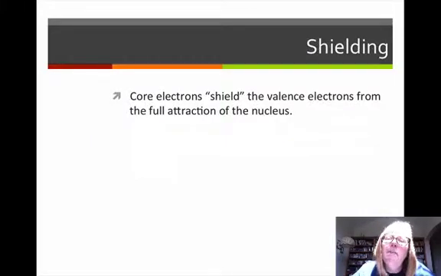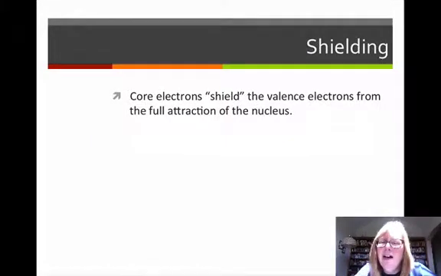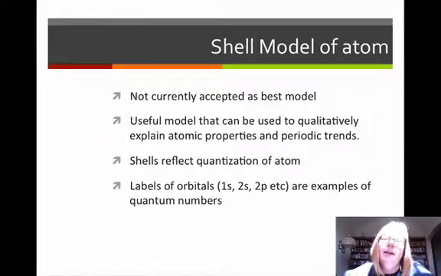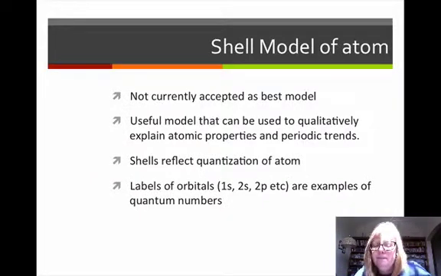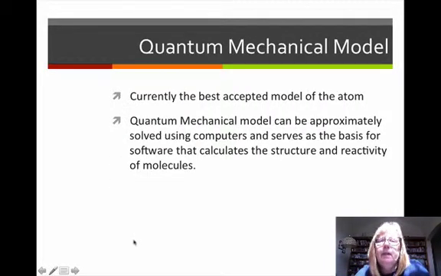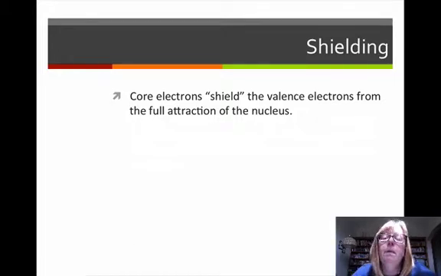All right, let's talk about shielding. We don't really talk a lot about core electrons like we talk about the valence electrons, but the core electrons do play a role in some of these trends, and these core electrons are the ones that are not the valence electrons, they're the ones that are closest to the nucleus, and they act as a shield for these valence electrons so that these valence electrons don't feel that full attraction of the nucleus.